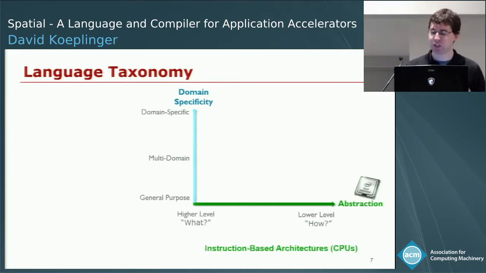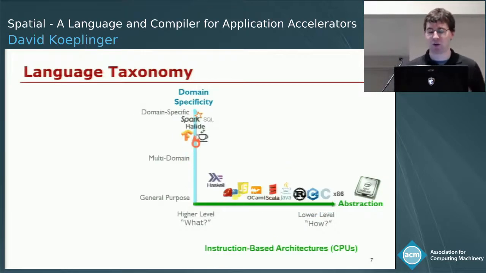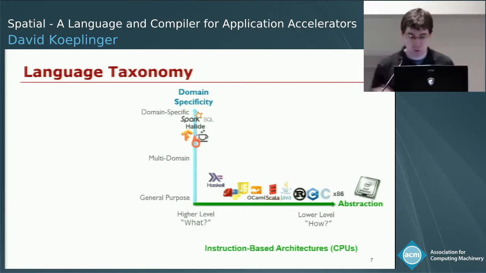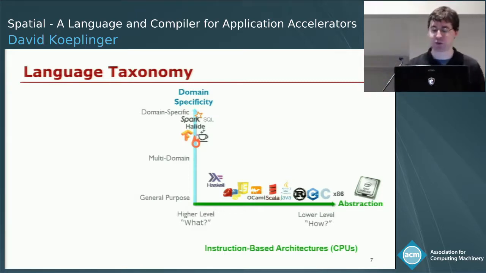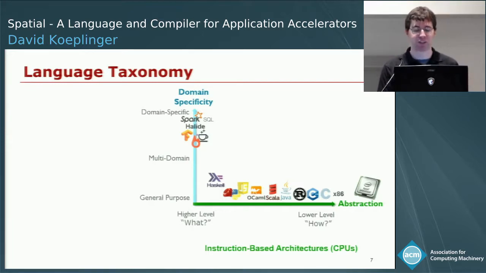So if you look at instruction-based processors, like CPUs, for example, there's been a whole lot of work in basically building a trade-off curve between low-level implementations all the way up to high-level implementations that are domain-specific. So this is really great. We have a lot of things to choose from based on how performant we want our applications to be.